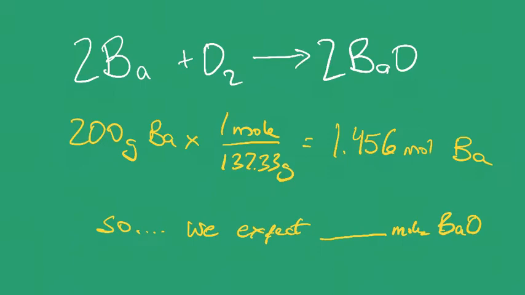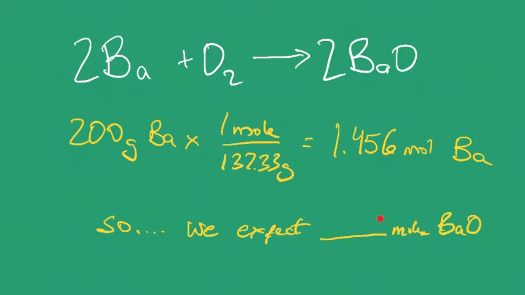So the question is, how many moles will we get of barium oxide? Well, notice the ratio here is just 2 to 2. So if I have 1.456 moles of barium, then I'm going to produce 1.456 moles of barium oxide. If it's 2 to 2, or 1 to 1, 1.456 will produce 1.456.